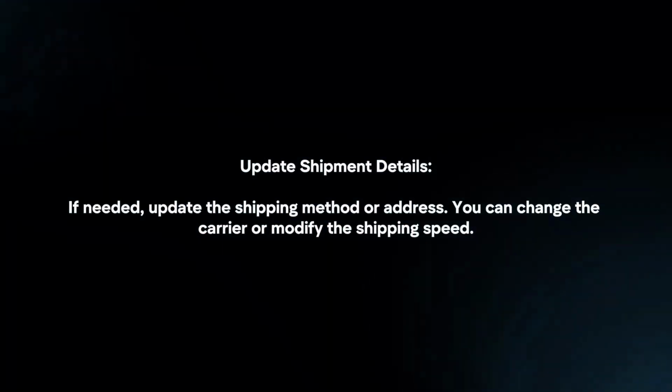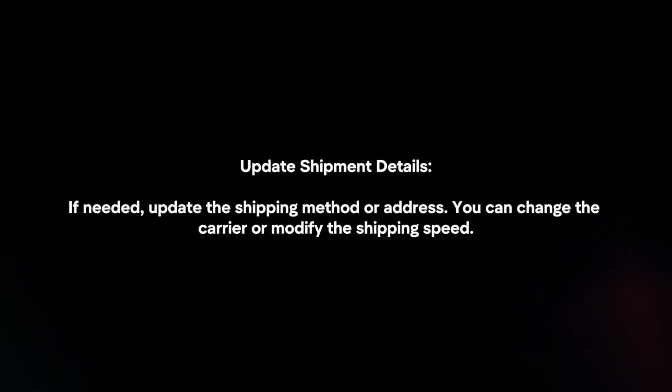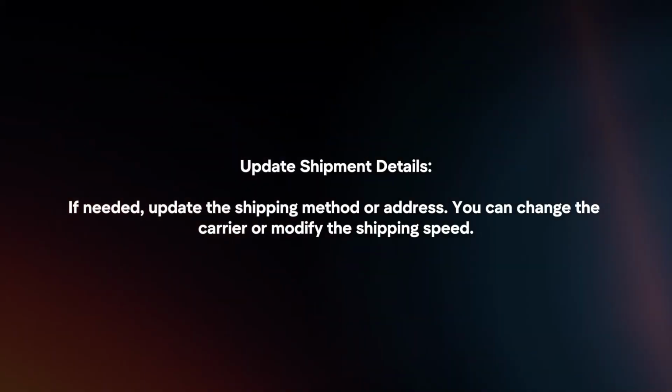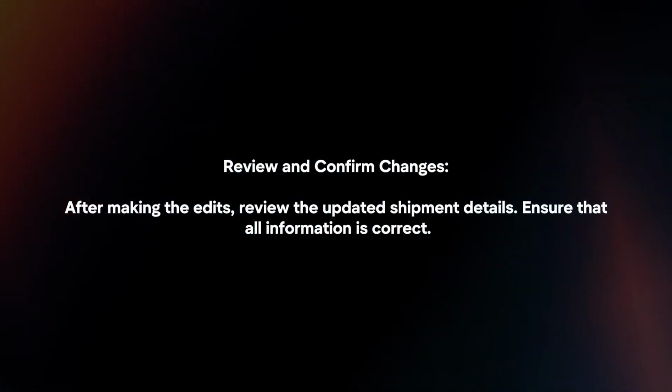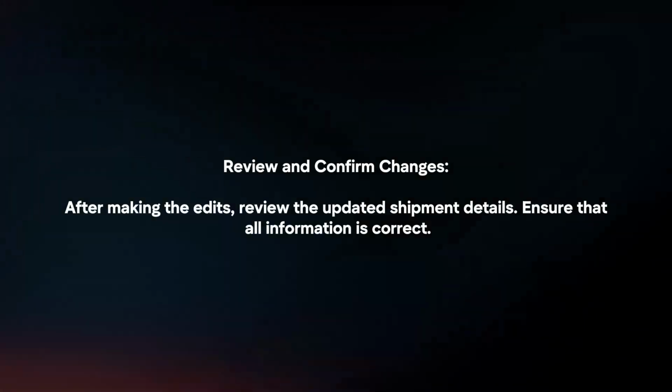Update shipment details. If needed, update the shipping method or address. You can change the carrier or modify the shipping speed. Review and confirm changes. After making the edits, review the updated shipment details. Ensure that all information is correct.